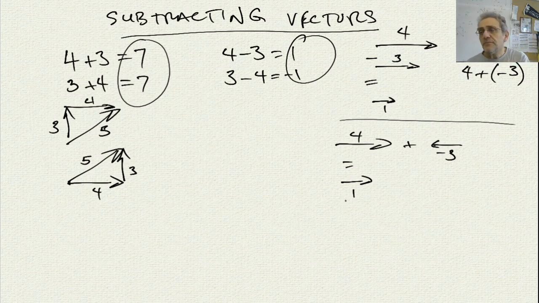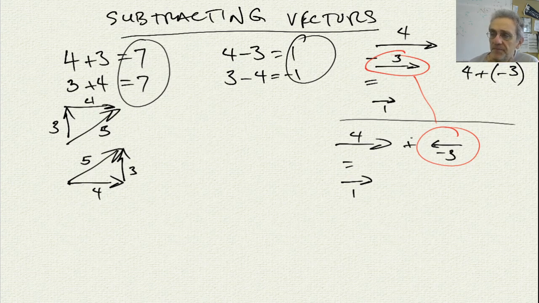Now, I want you to notice that this was subtracting a positive 3, but this is a negative 3. Notice the direction of these two. The positive 3 is to the right, the negative 3 is to the left. Okay? Now, how do we do that when we're dealing with vectors?